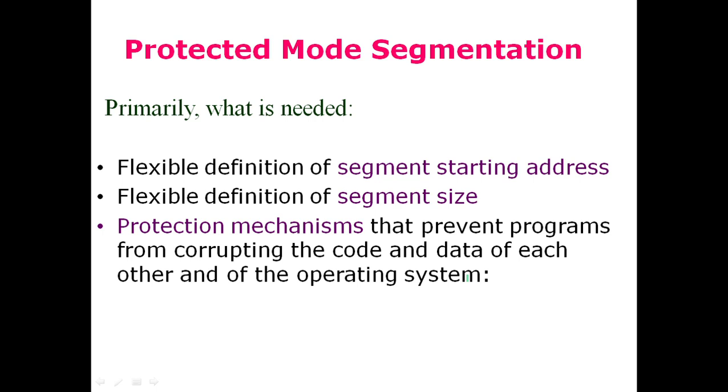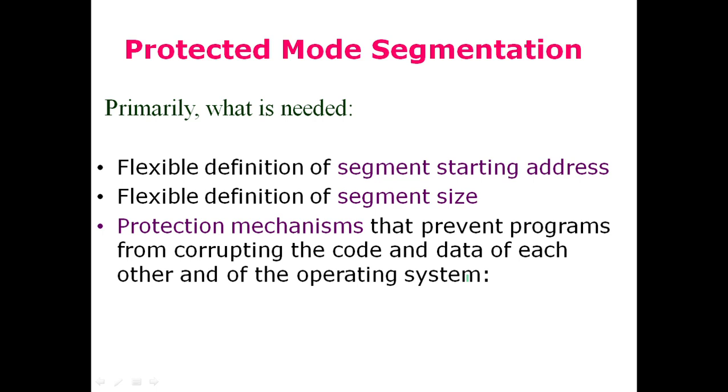and a flexible definition of segment size. In the real mode, segments are fixed at 64 kilobytes, so one cannot create a segment of smaller size, or a segment of larger size. And one cannot define a segment in the real mode at an arbitrary memory address. So in protected mode, we need flexible definition of segment starting address, flexible definition of segment size, and we need some protection mechanisms.